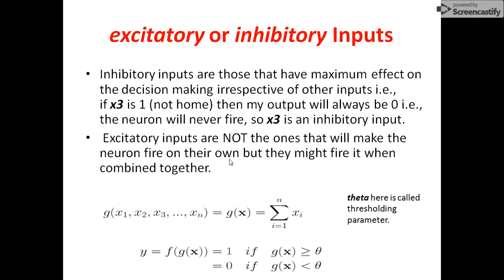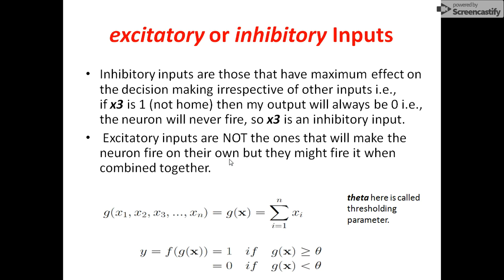Now the inputs that we are sending are of 2 types. One we call excitatory inputs, another we call inhibitory inputs. It is very important to understand the terms excitatory and inhibitory. Inhibitory basically means it is completely decision-making. It affects the decision the most, irrespective of other inputs. As per my example of watching TV, if x3, that is I am not at home, is true, that means I will never watch the match. So it is completely affecting my decision.